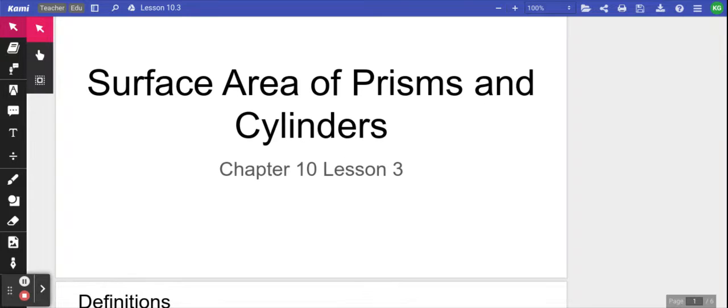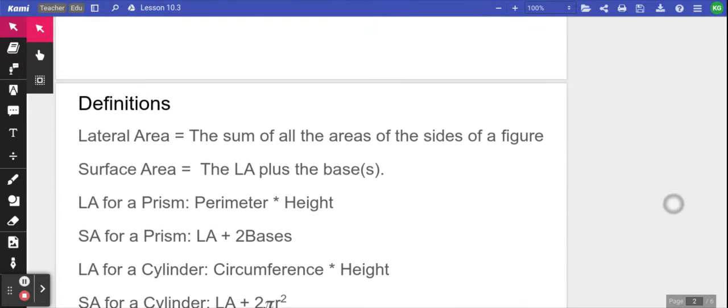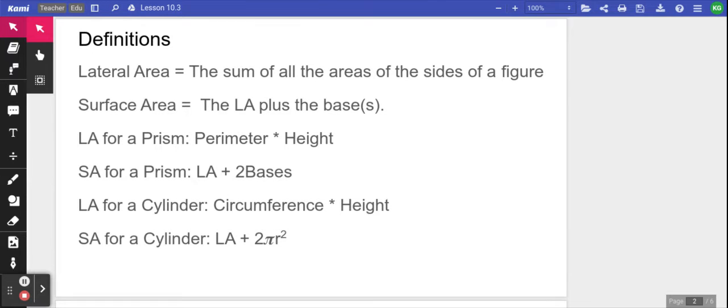Chapter 10, Lesson 3, Surface Area of Prisms and Cylinders. Go ahead and pause here, but make all of these formulas on a clean sheet of paper so that we can use it for the quizzes and the tests.